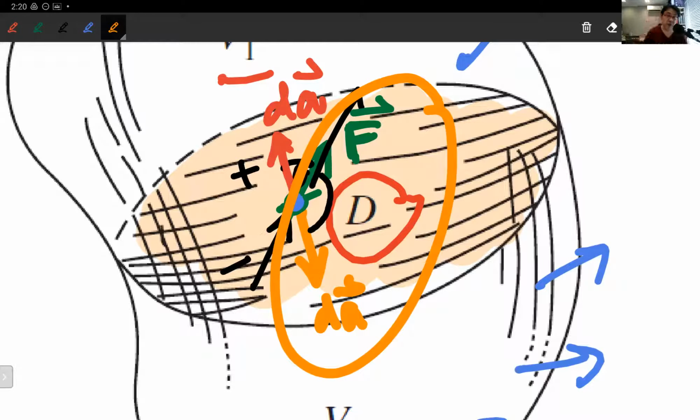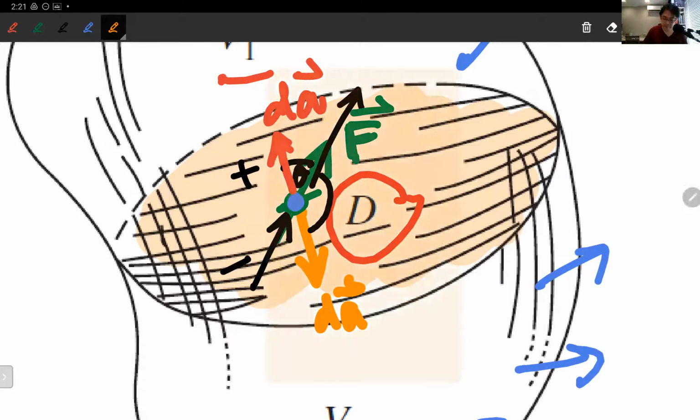So we know from the dot product, when theta is less than 90 degrees, you get a positive dot product. If you have theta larger than 90 degrees, you get a negative dot product. However, these two are exactly the same. It's the same area, it's the same F. The only thing is the different direction of the dA. So they are canceling each other out.